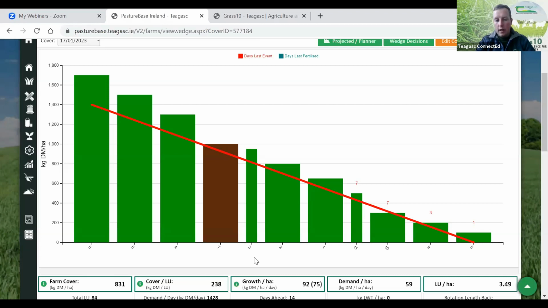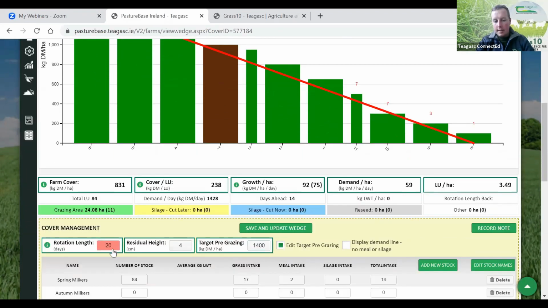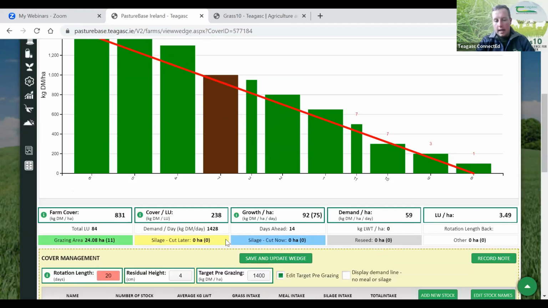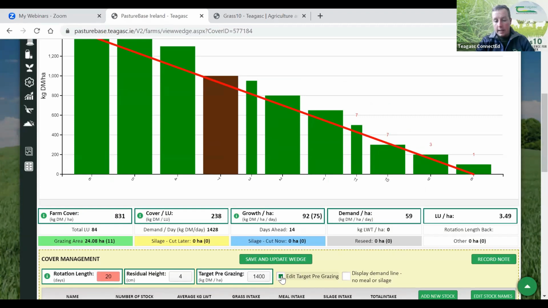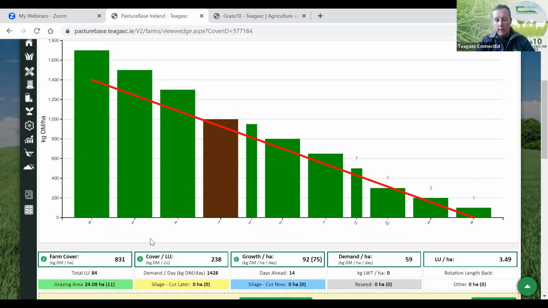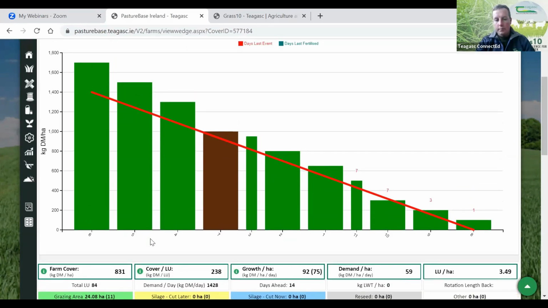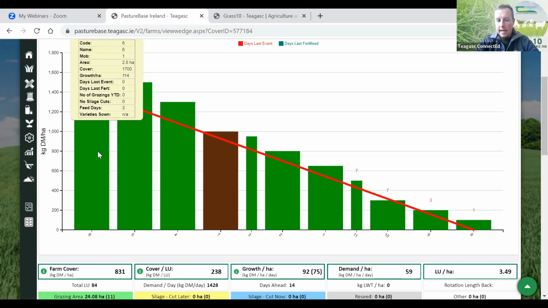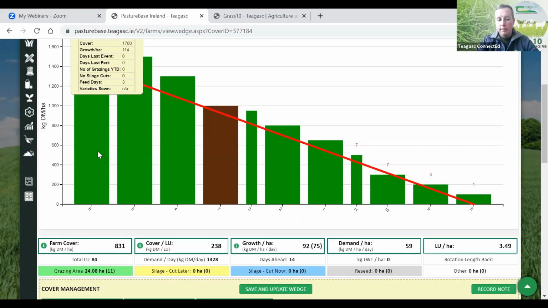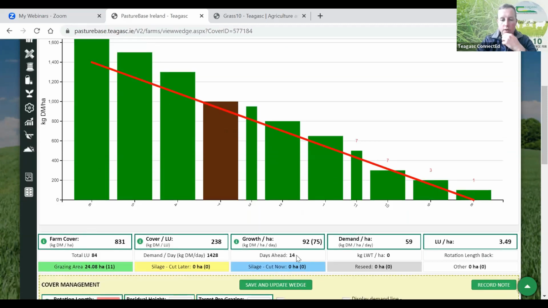But as I was pointing out yesterday, this red line can be set at different heights because we can edit it. We can set it differently because we can increase the demand and increase rotation and stuff like that. So we have to be careful not to just look at the wedge and say, oh, I have too much grass, because if that red line was in the wrong place because it was set wrong, then you'd be completely off. So we need to look at these figures as Joe is going through.